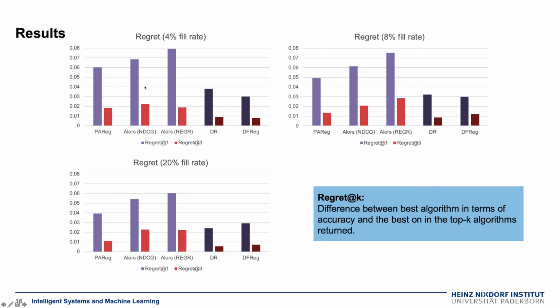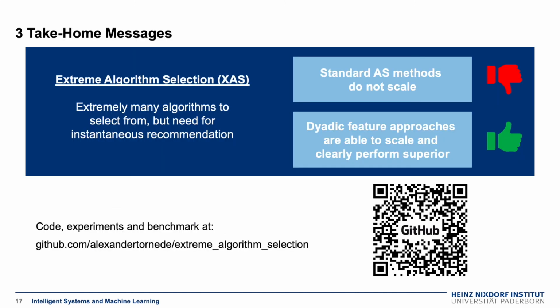And we're looking at different fill rates that we talked about earlier here. And as you can see, our approaches perform clearly superior in comparison to all of the baseline approaches, which means that apparently this dyadic feature representation is actually helpful here and allows the approaches to scale across this large number of algorithms. Now, let's end the presentation with 3 take-home messages.